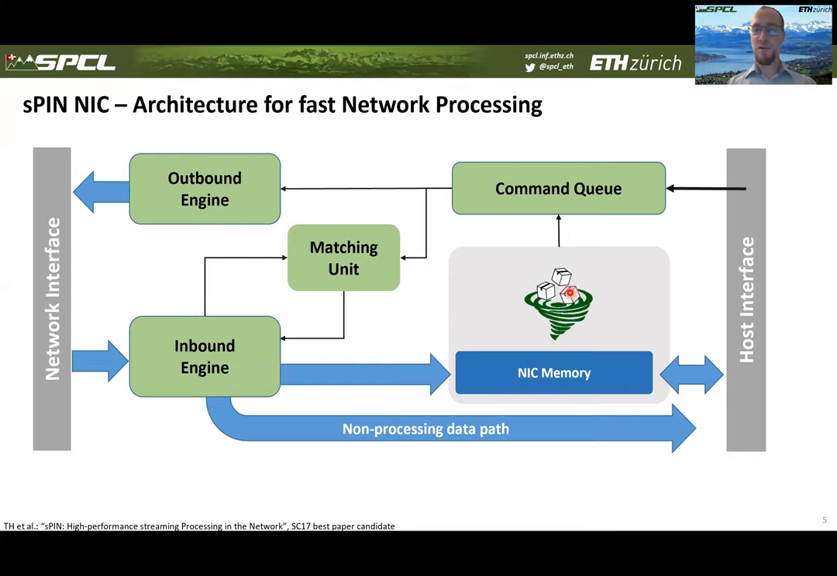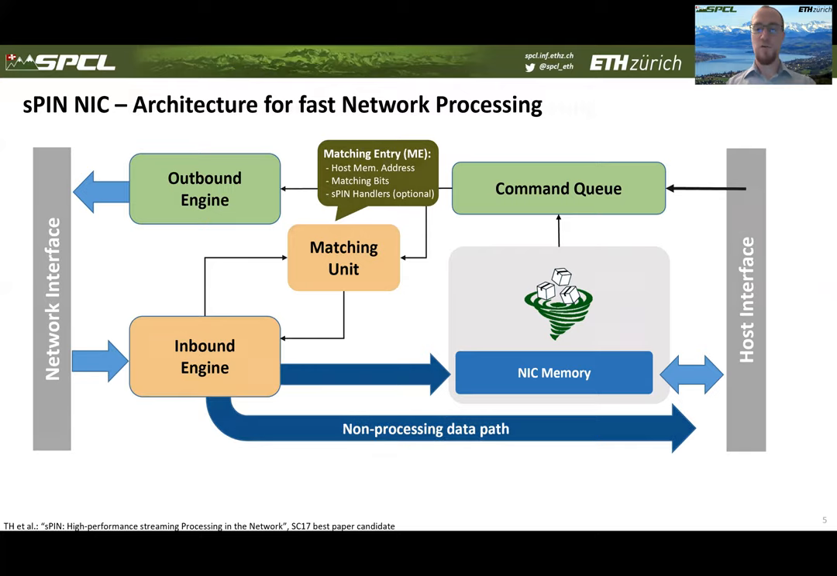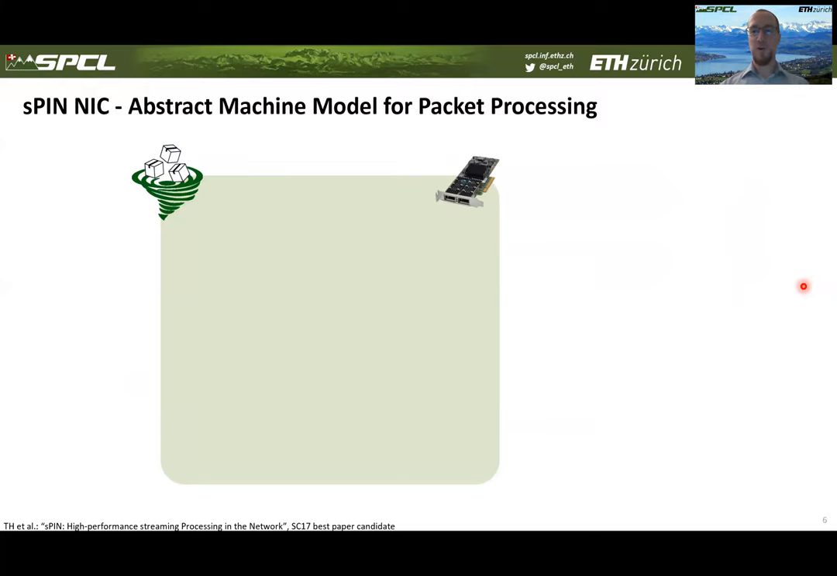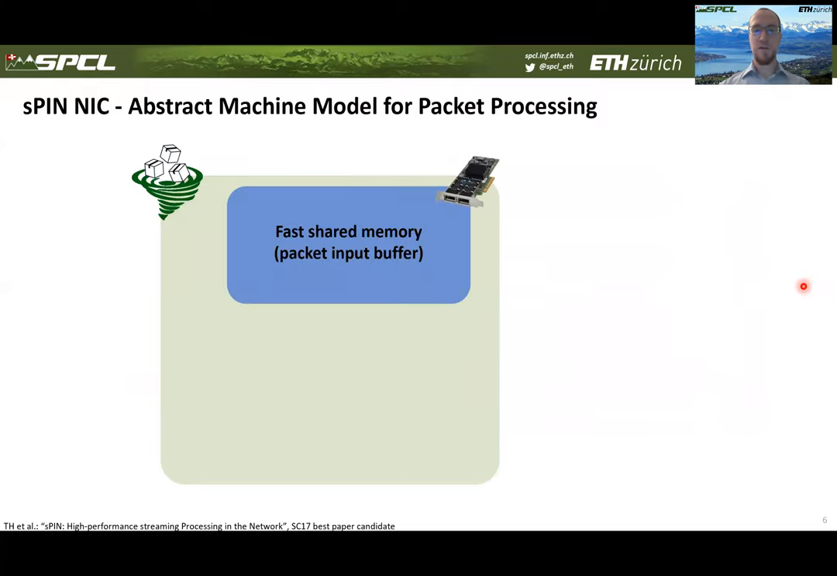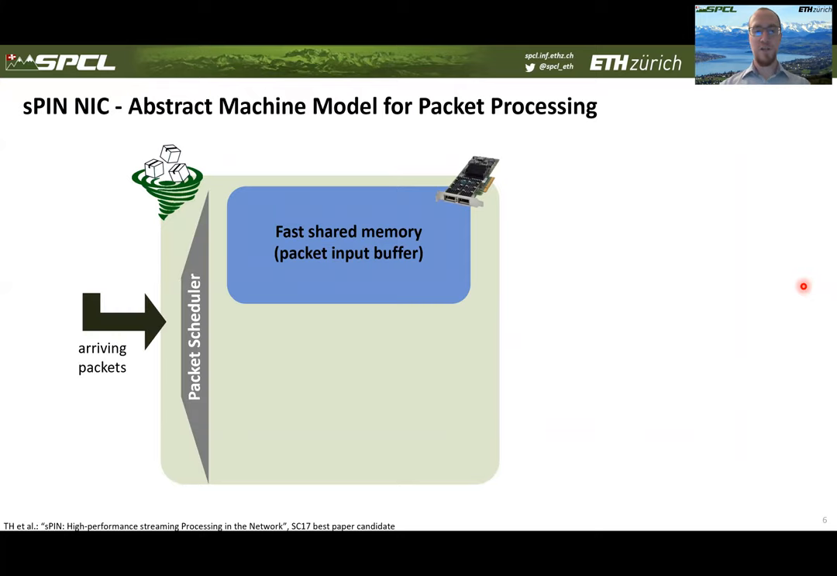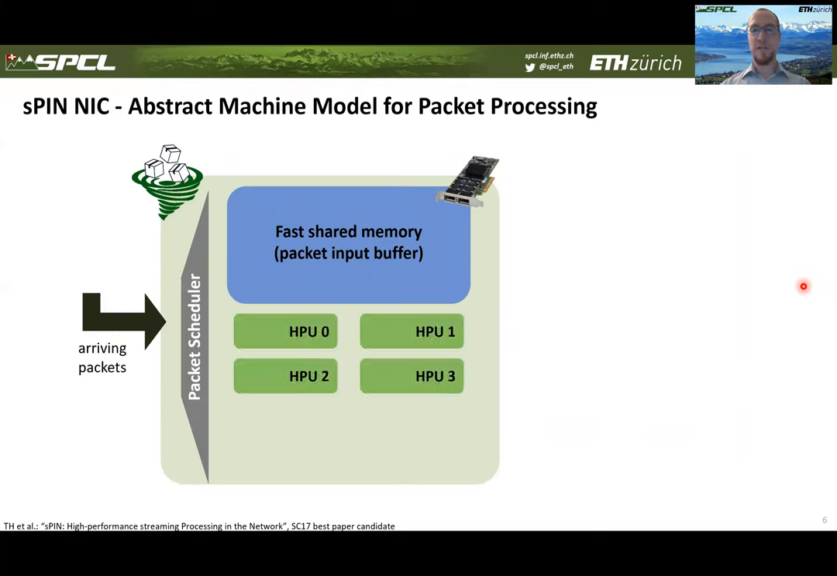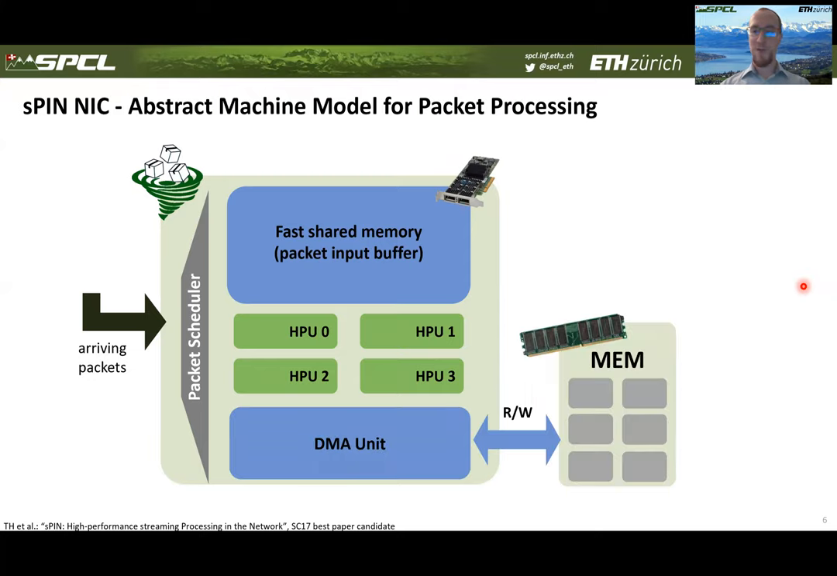If it's processed through our NIC compute engine, then we can apply all these handlers that I was talking about, really general purpose processing. So we have the inbound engine, the matching unit that has various matching entries, and then we decide whether we want to go to that NIC compute or we don't. Once we have chosen a packet for processing in the matching engine, this packet will go through our abstract machine model. And this is now the programmer's view of the sPIN network. We have a fast shared packet memory, a packet scheduler, and various handler processing units, in this case four. And of course we have a DMA unit to communicate with the main memory at the host.